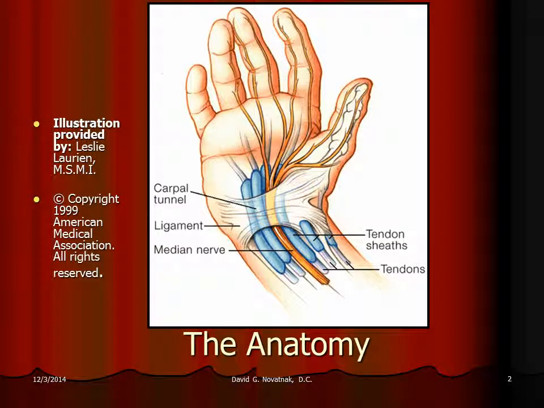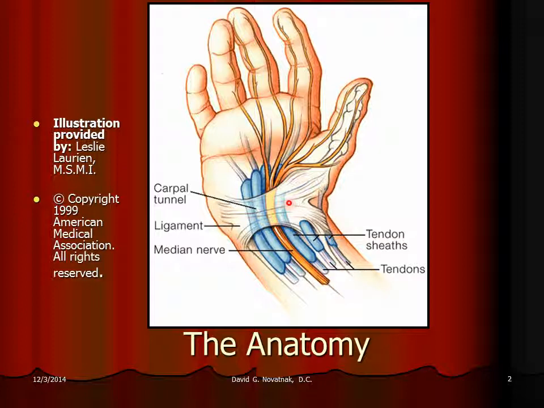And today we're going to talk about the symptoms and causes of carpal tunnel. This is the normal anatomy of the wrist. This is the median nerve. This is the nerve that causes carpal tunnel when it's trapped right in the carpal tunnel, right here.